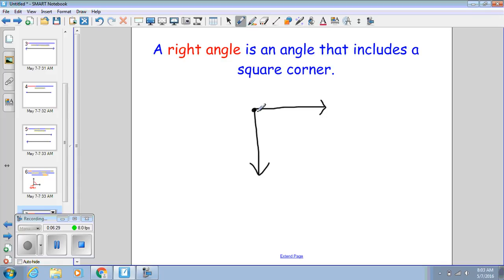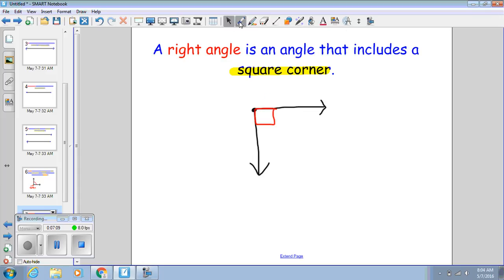Now these two rays join together to form a right angle. Let me get my highlighter. If it's a right angle, then we're going to see a square corner. That means that the angle is formed by two rays. One is going straight down, the other one is going straight across. And if it's formed that way, I can see a square inside that angle. I can fit a square inside. It's a square angle.